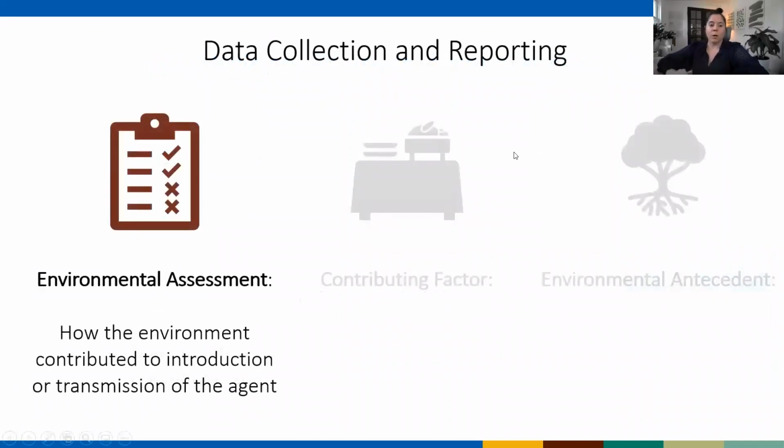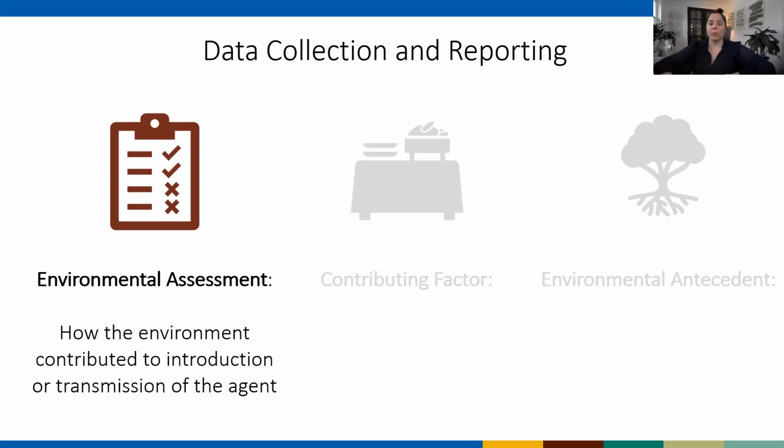I'm going to go over the NEARS data collection and reporting process, and this is going to explain how we go from an environmental assessment to identifying environmental antecedents. First we'll start with an environmental assessment, and this is how the environment contributed to the introduction or transmission of an agent. Basically, this is the NEARS tool. Part of the NEARS tool is an observation of the kitchen and a manager interview, and then the investigator will also collect general characteristics of the establishment, and they use all that data to determine a contributing factor and environmental antecedent, which I'll get to in a second.